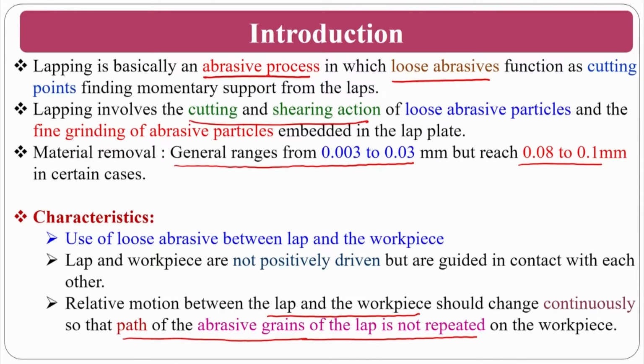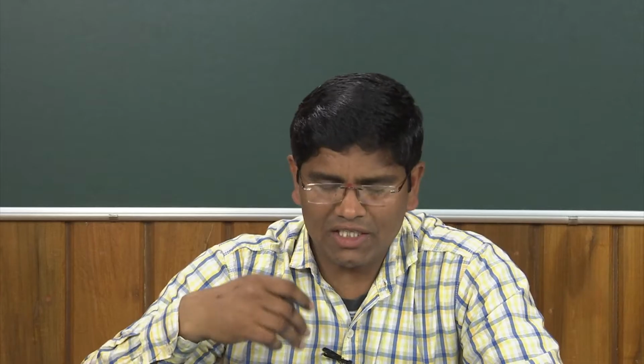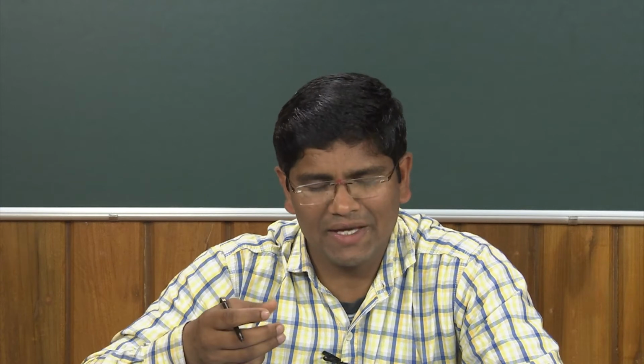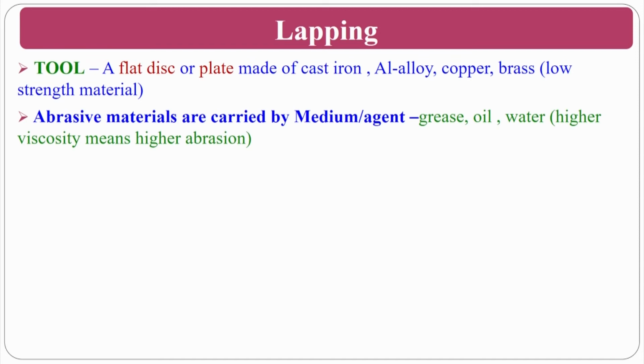So you need to change the relative motion, you need to change the path. If the path has to be changed, then you should change it continuously. For that purpose, you should continuously change the relative motion between the workpiece and the lap in order to change the path of the abrasive. In lapping, normally the tool is a flat disc or plate made of soft materials such as cast iron, aluminum alloy, copper and brass.